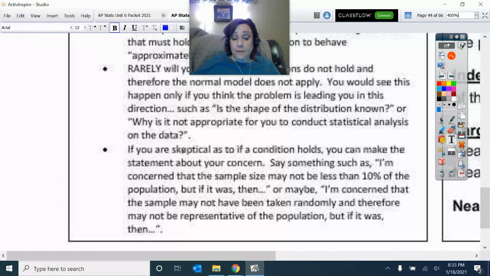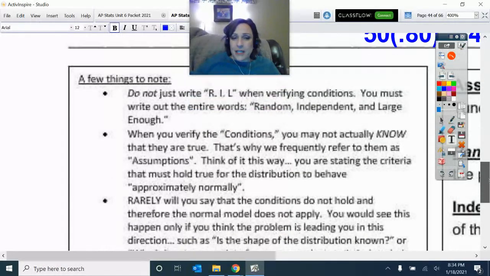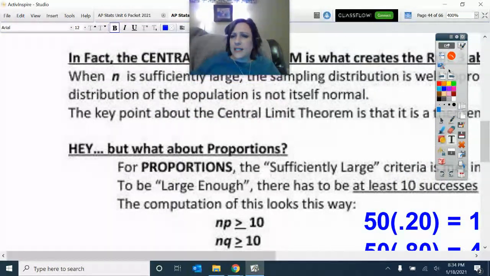Now, if you are skeptical and you're concerned that a condition or an assumption may not hold, you can always make a statement about your concern, but then continue. Unless you feel confident that the problem is leading you to state why it's wrong and you can't do the problem, then do the problem. So you'd say something such as, I'm concerned that the sample size may not be less than 10% of the population, but if it was, then you continue and do the problem. Or maybe you would say, I'm concerned that the sample may not have been taken randomly and therefore may not be representative of the population, but if it was, then you continue with the problem. So pretty much, don't stop the problem, don't stop believing that the conditions are met.